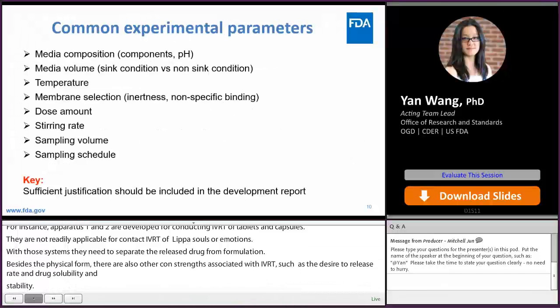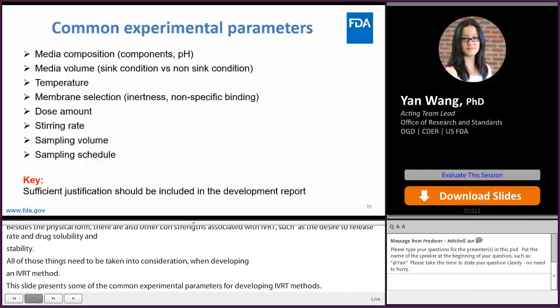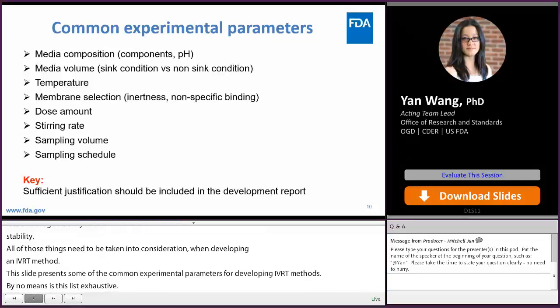This slide presents some of the common experimental parameters for developing IVRT methods. By no means is this list exhaustive. The key is that you should always provide sufficient justification in your development report for the selected experimental parameters.